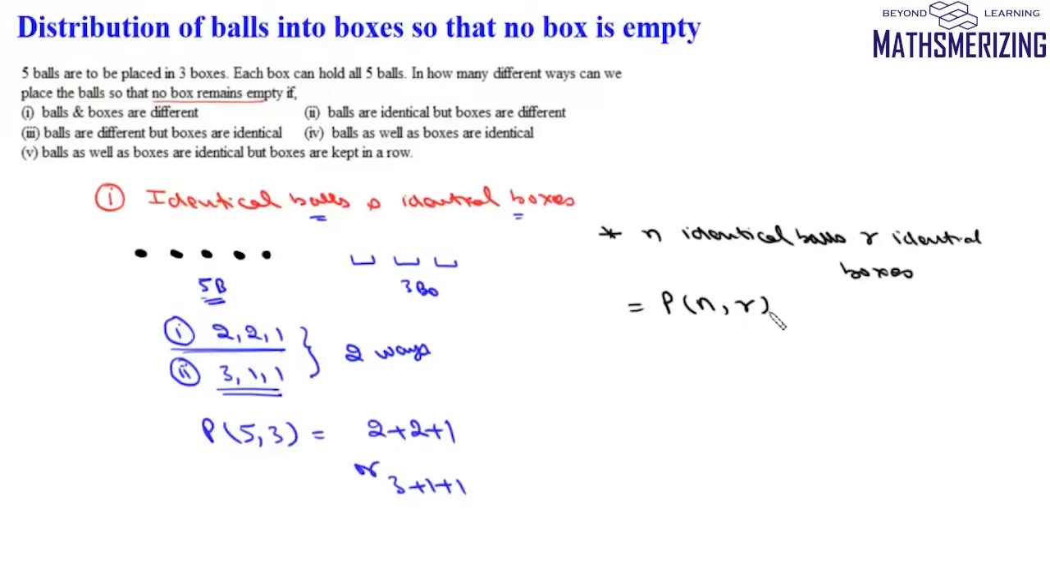Suppose we need to find the number of ways of distributing 9 identical balls in 3 identical boxes. In that case, n is 9. Now how do we solve such cases? For that we have a theorem which might come to our rescue. We can write P(n, r) as the summation of P(n minus r, k), where k varies from 1 to r.